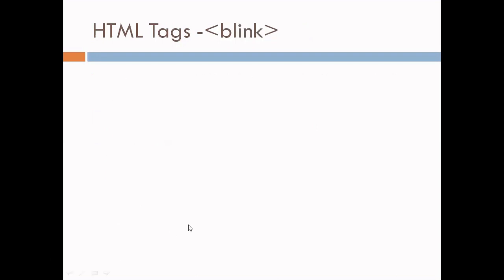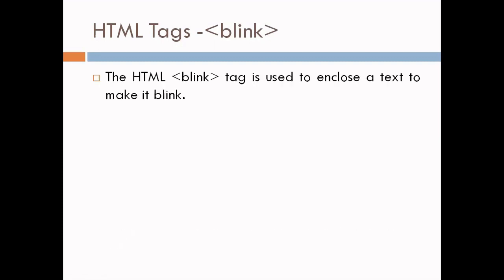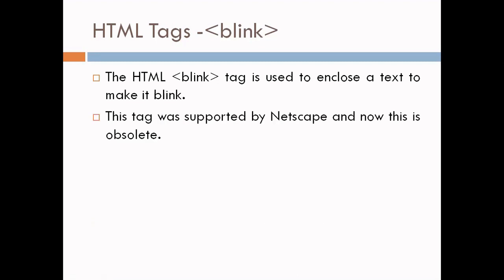Now the next tag is the blink tag. We generally see in some flex banners some text blinking on, off, on, off. Like that, the HTML blink tag is used to enclose a text to make it blink. This tag was supported by the Netscape browser and now it is obsolete. It is not supported in Internet Explorer, Mozilla Firefox as well as Google Chrome.